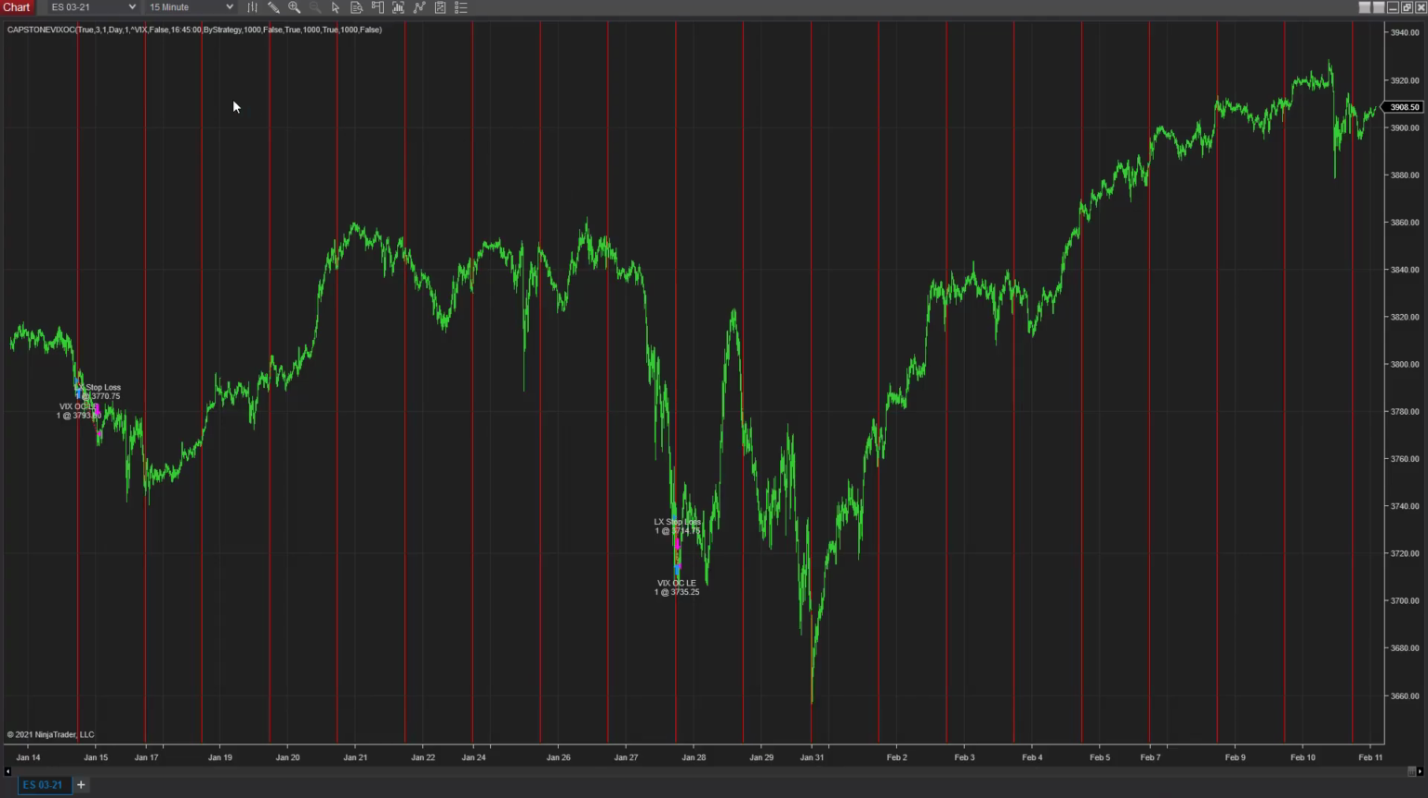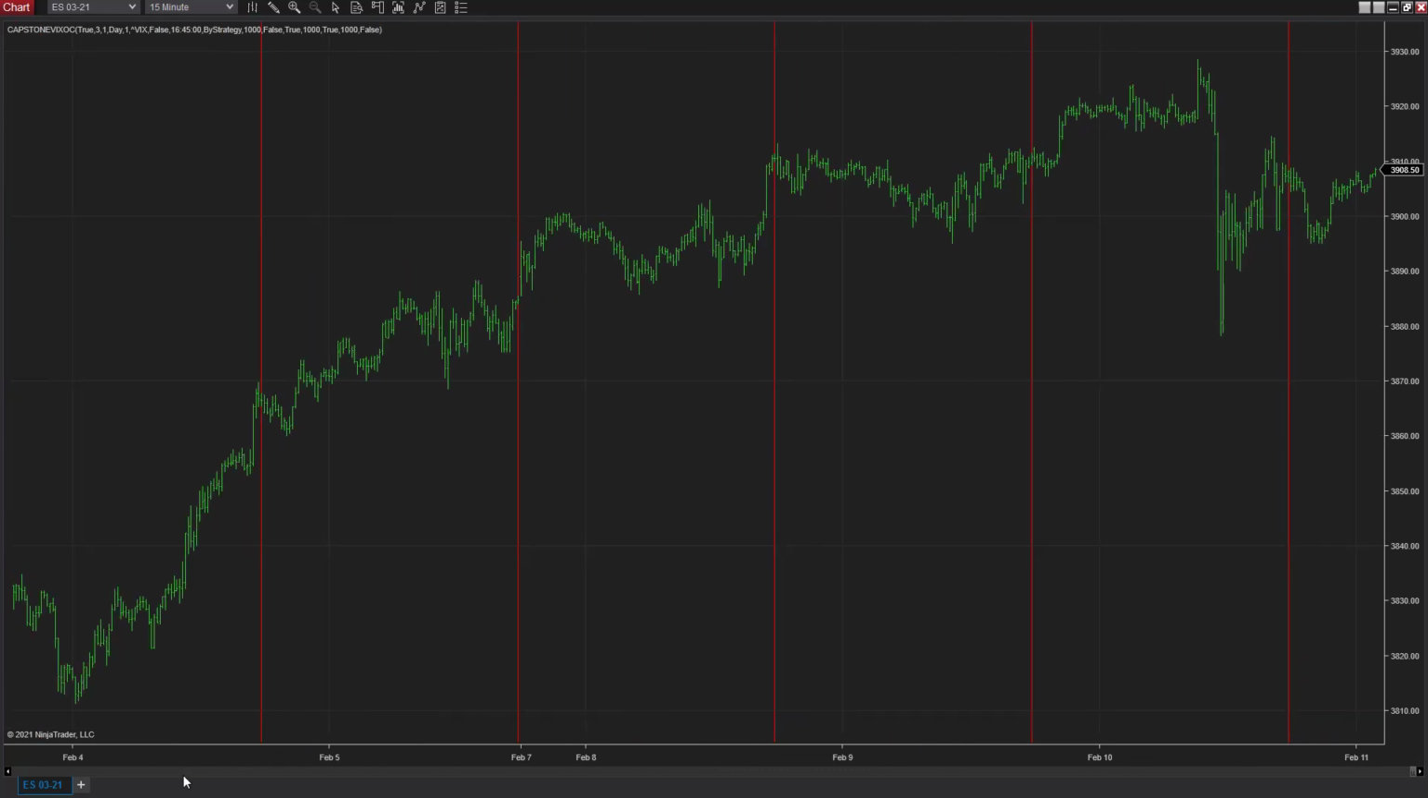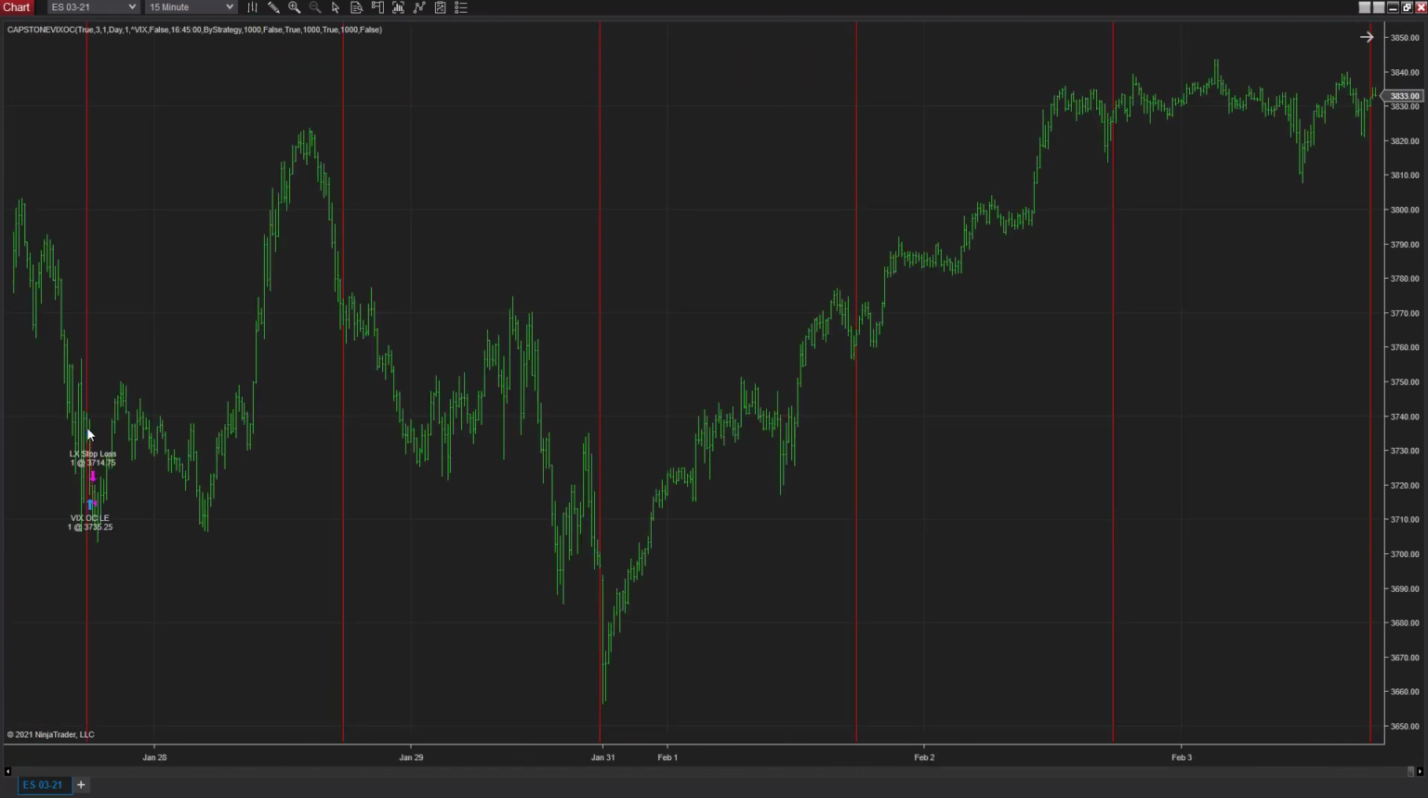This is VIX OC for NinjaTrader 8. OC means on close. Instead of entering on the close though, the rules are based on the close, but we don't get in until the next session. So you see the red bar.